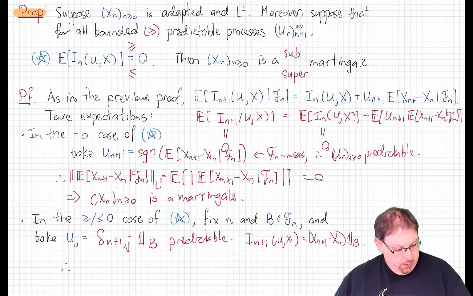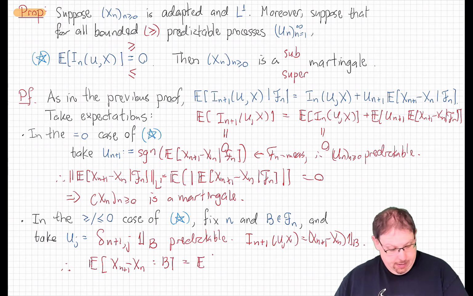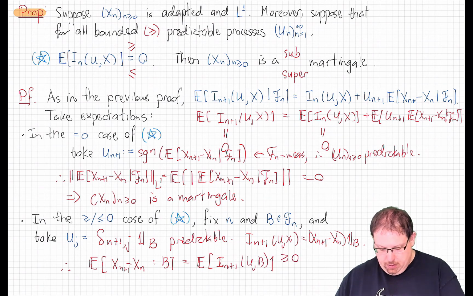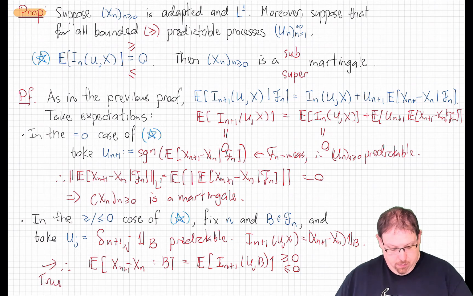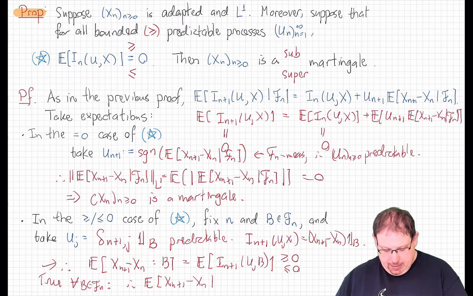And therefore, that tells us that the expectation of xn plus 1 minus xn on the event B, which is that expectation of xn plus 1 minus xn times the indicator of B, has that fixed sign, either greater than or equal to 0 or less than or equal to 0, depending which case we're considering. Now that's true for all B in Fn. And therefore, we can conclude that the conditional expectation of xn plus 1 minus xn given Fn also has that same sign, which is exactly to say that we are a submartingale or a supermartingale as desired. And that concludes the proof.